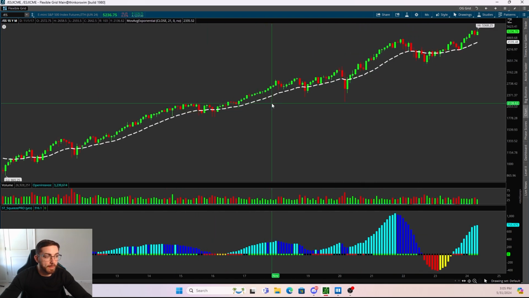So that 21 EMA on multiple different time frames, and we'll be talking about the time frames that you want to use for your swing trading here in a little bit, but just understand that the 21 EMA is a very, very important level, and it is one of the main factors that I use when identifying a swing trade.